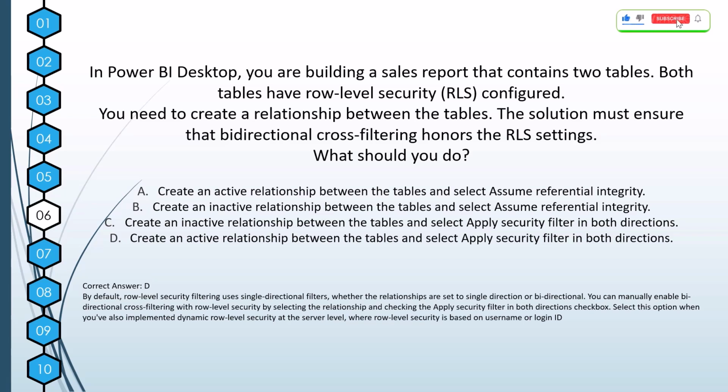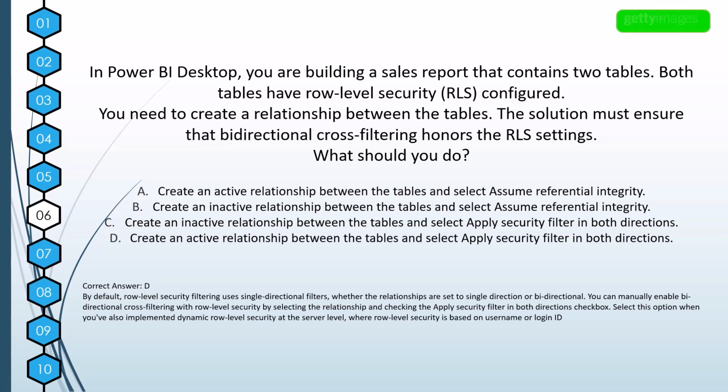In Power BI Desktop, you are building a sales report that contains two tables. Both tables have row-level security, RLS, configured. You need to create a relationship between the tables. The solution must ensure that bidirectional cross-filtering honors the RLS settings. What should you do?